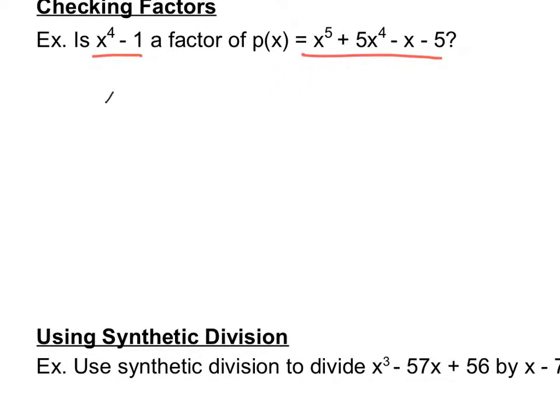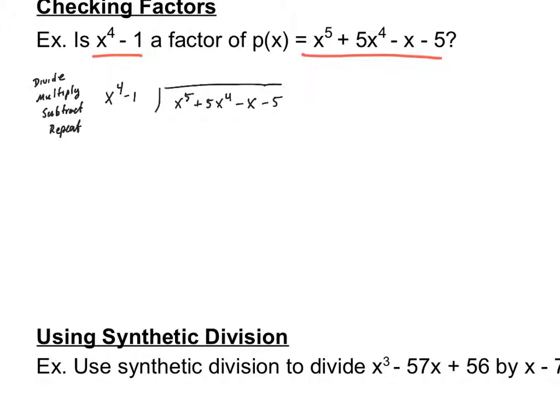And I know that that is going to be x to the fourth minus 1 divided into x to the fifth plus 5x to the fourth minus x minus 5. And if for some reason it wasn't set up properly, you would always want to make sure that you're set up in standard descending degree. And the first thing I want to do again is going to be divide, multiply, subtract, and repeat.